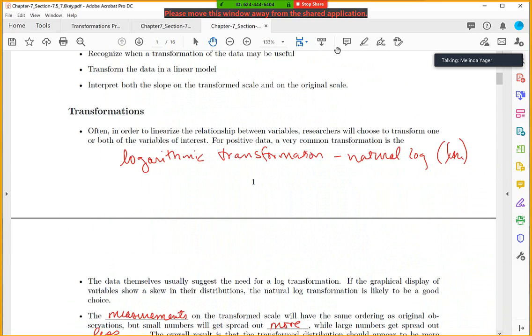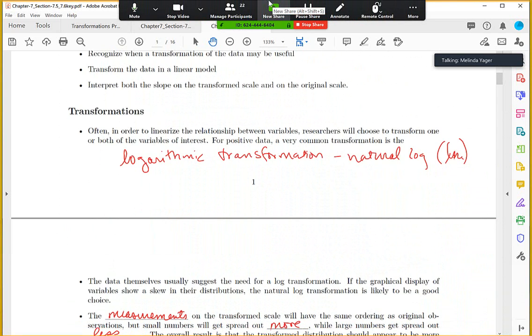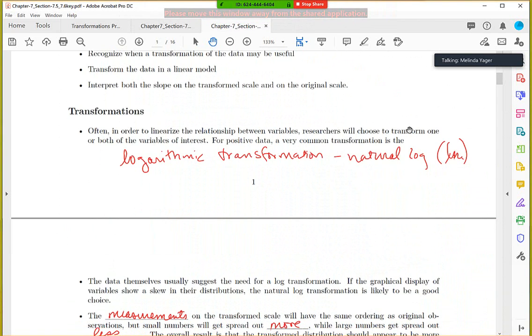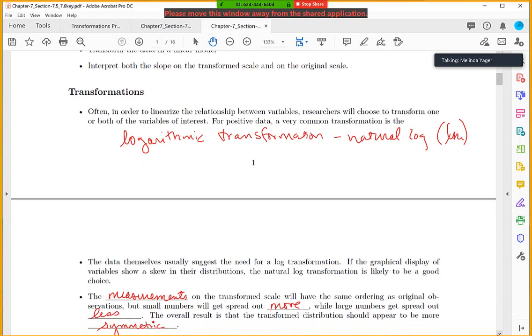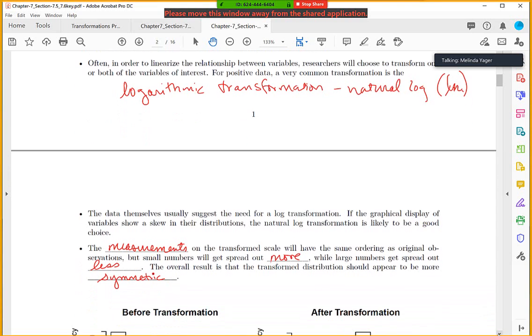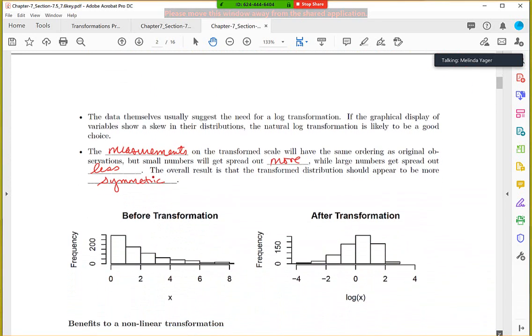It's probably going to be easiest if you unmute to ask a question, because I can't always see the chat. So if you want to ask a question, just unmute yourself and go ahead and ask. When we're looking at transformations, the most common transformation is the logarithmic transformation. We always call it log, but it is a natural log, ln, instead of a log of a different base.